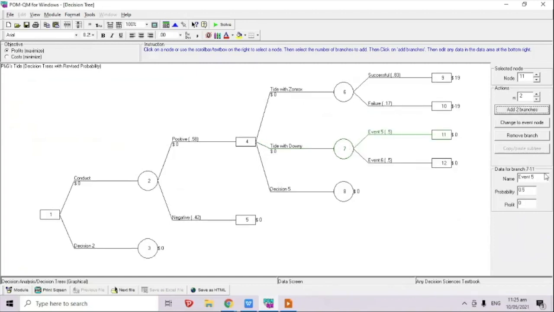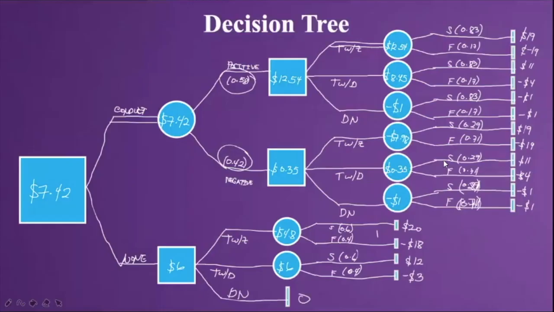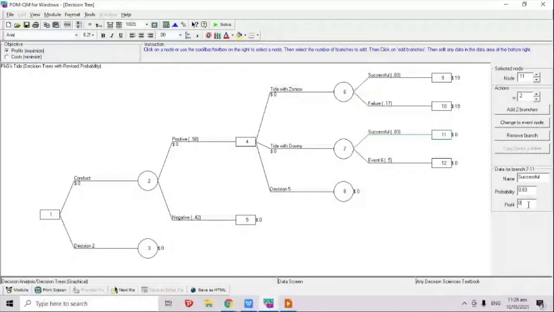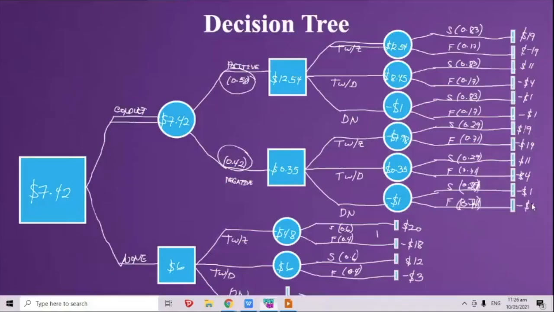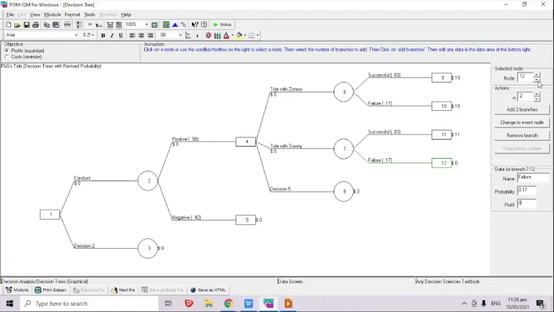So add tayo. Successful and failure with same probability of 0.83. And payoff pala muna. 11. For the failure, same ng probability rin. Probability is 0.17. We have profit of -4. So, -4.